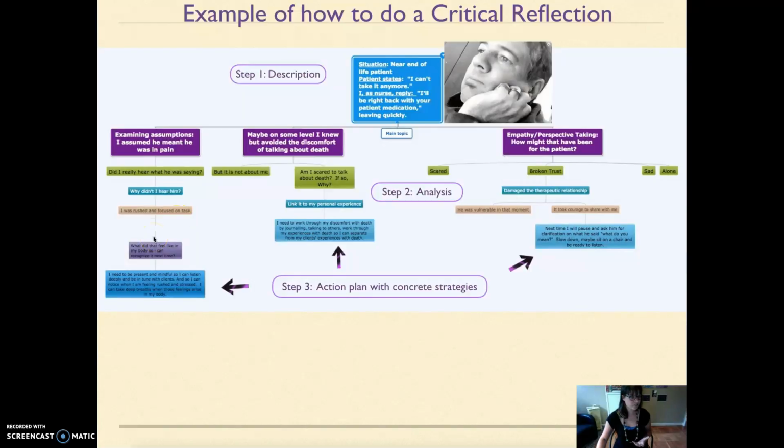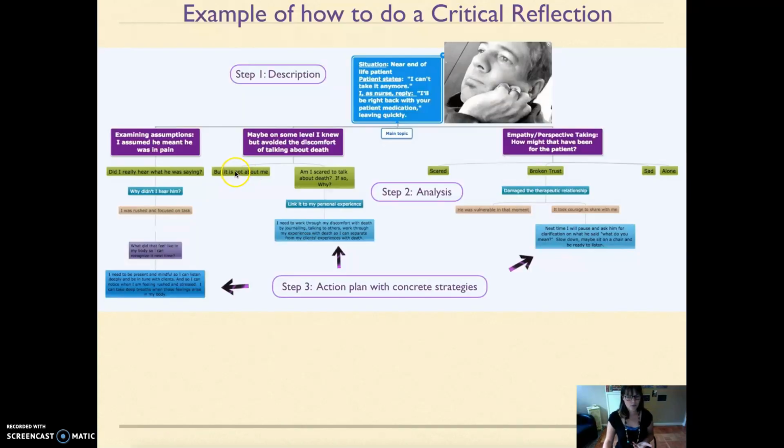And how did that feel in my body so that I can recognize it next time? Maybe I feel it in my shoulders and my neck, then the stress is arising. So the next time I can recognize when I have those sensations that stress is impacting me. I also want to look at, was there maybe some discomfort I had about talking about death?